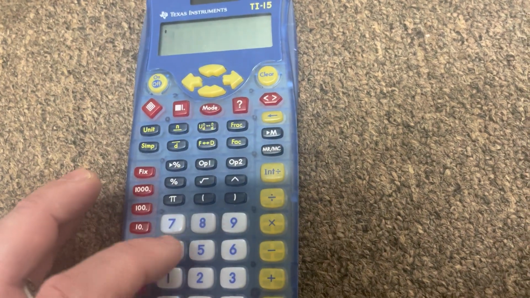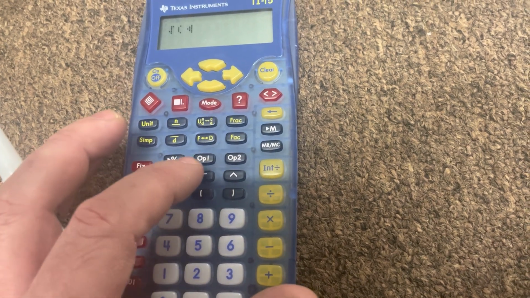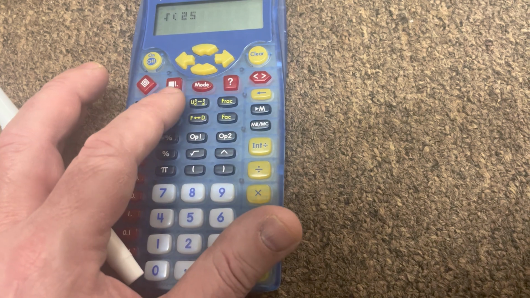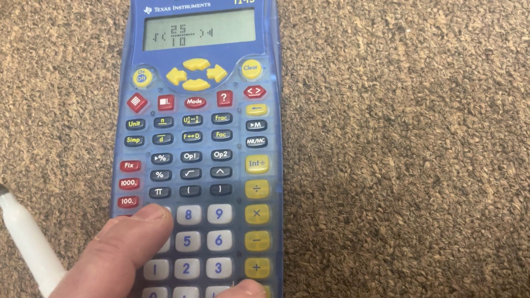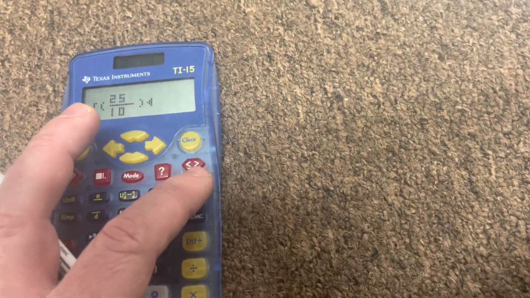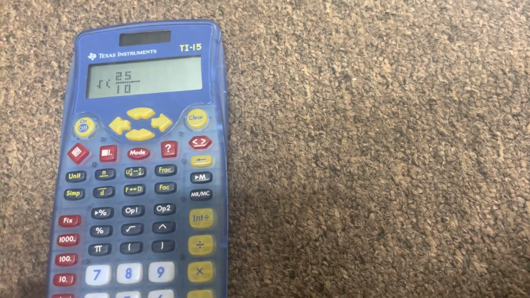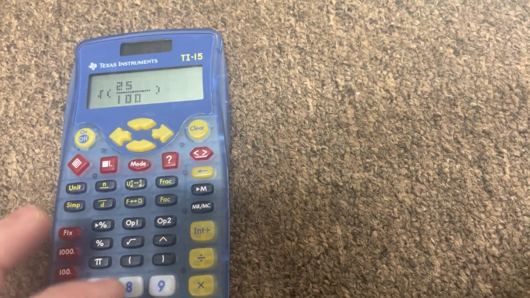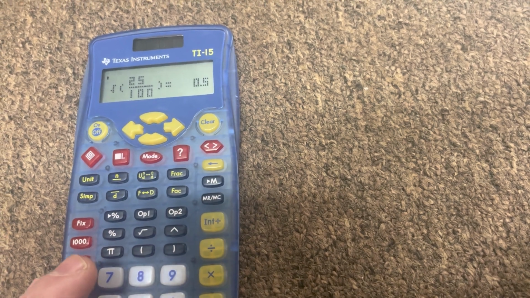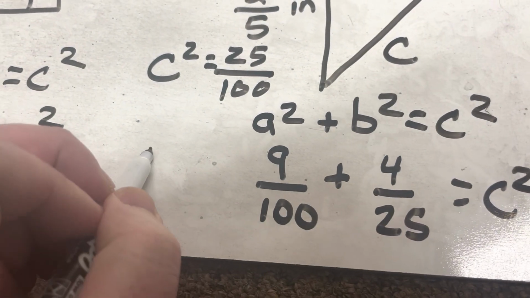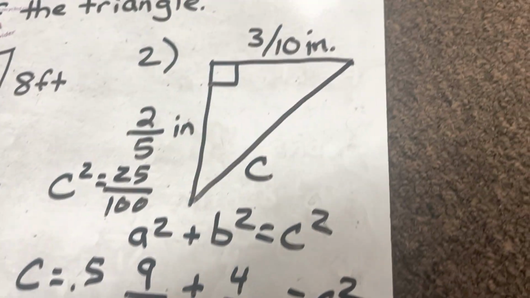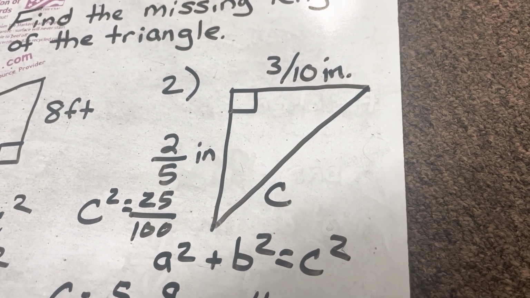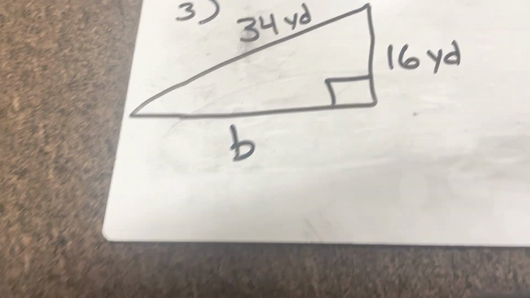We're going to clear that. Apparently I need to enter the square root button first. Square root, 25, numerator, over 100. Close the parentheses. I want 100. Close the parentheses. Equals 0.5. C equals 0.5, or 1/2. And I like that because 1/2 is indeed bigger than both 2/5 and 3/10. All right, let's move right along. I'm not a big fan of this calculator, but it's what we have today.